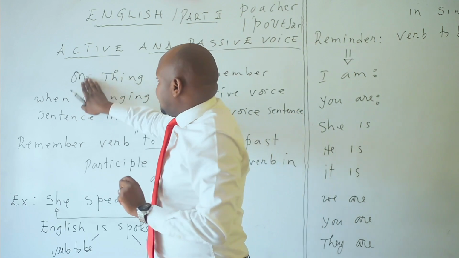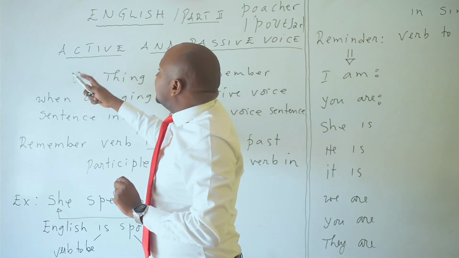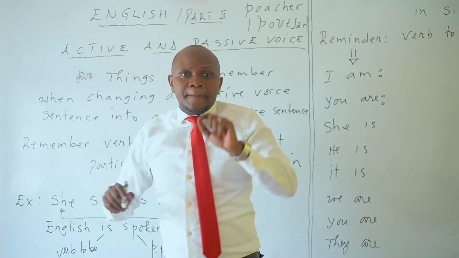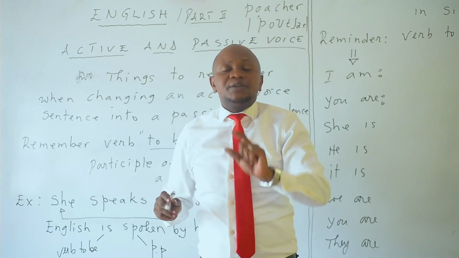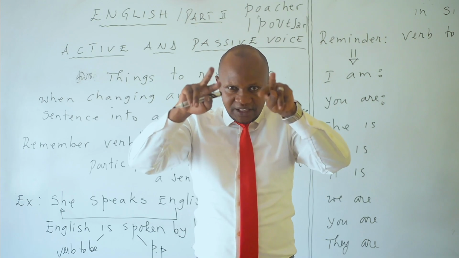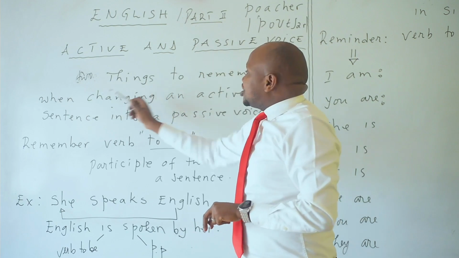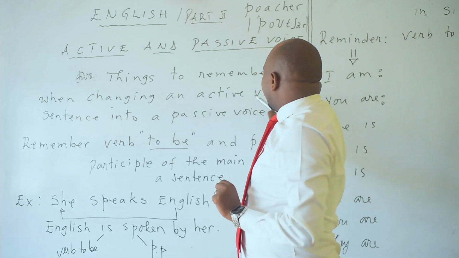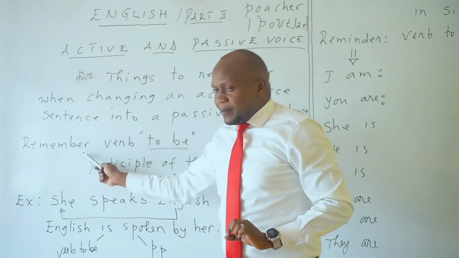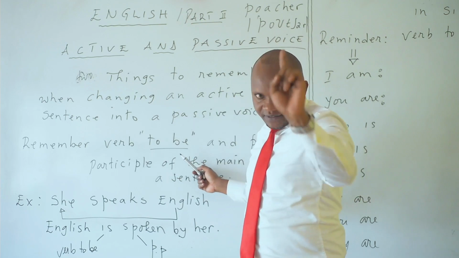Then we are going to remember two things here that you need to remember if you want to master active and passive voice very well. These are two things that you should remember. When changing an active voice sentence into a passive voice sentence, remember verb to be.